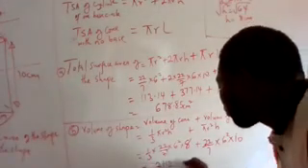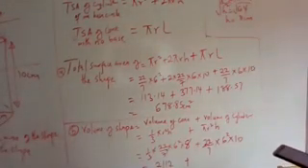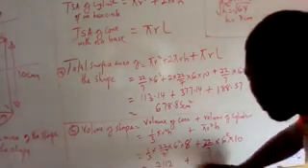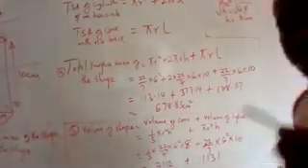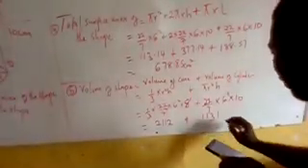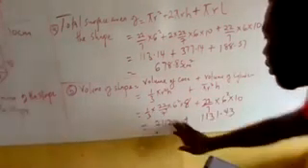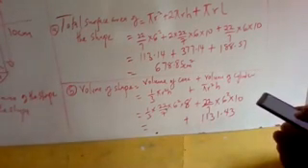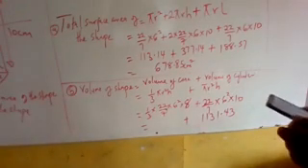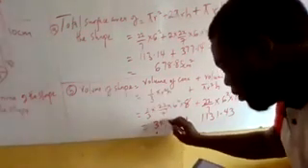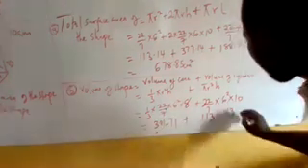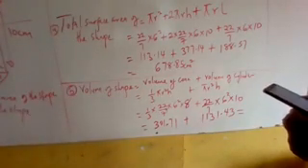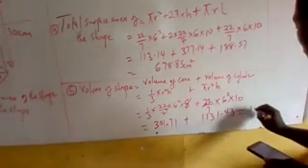this is 2112 divided by 7, which is 113.43 plus 301.71. So if you add them up, that is 1,430.